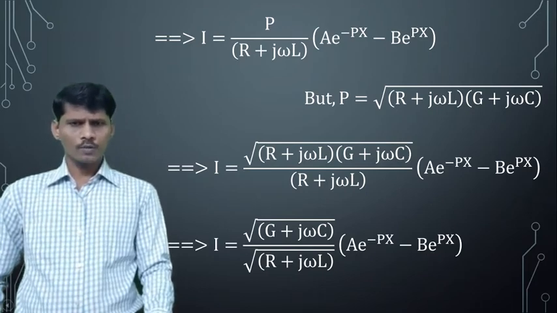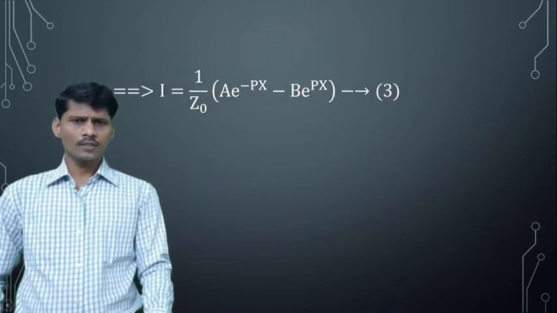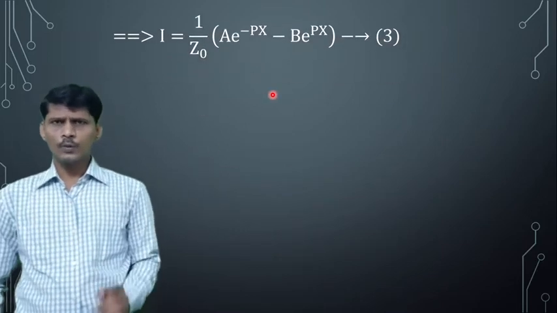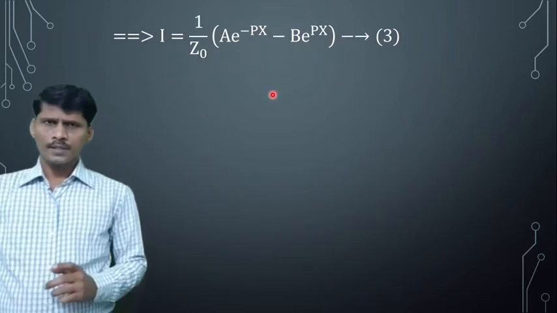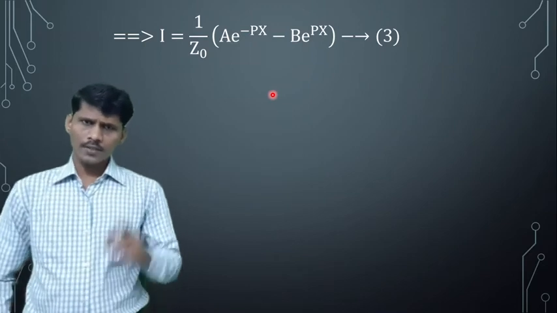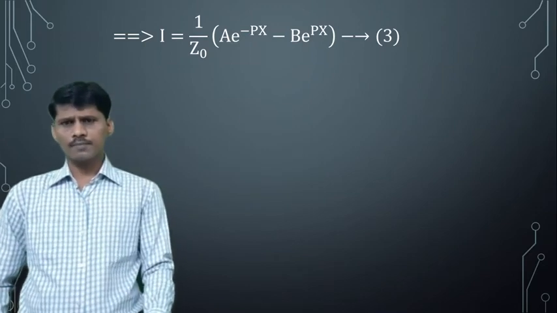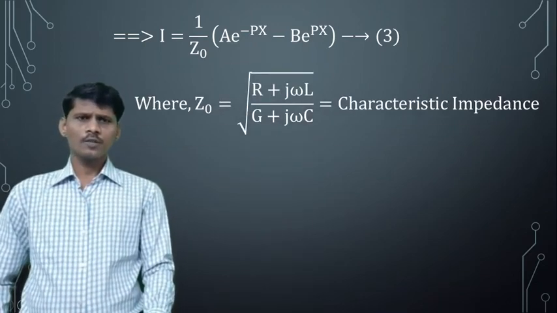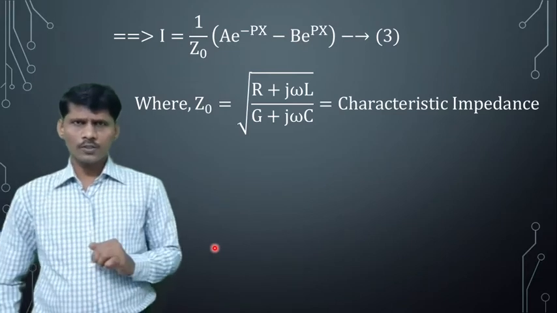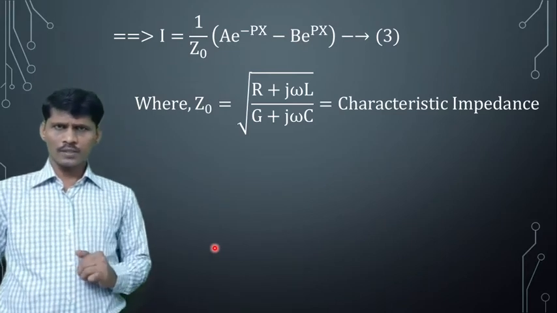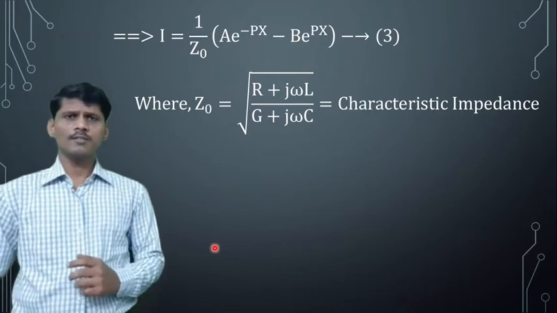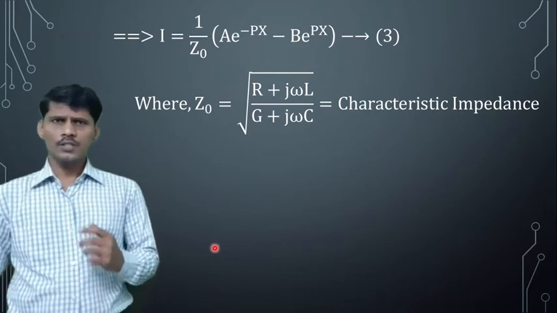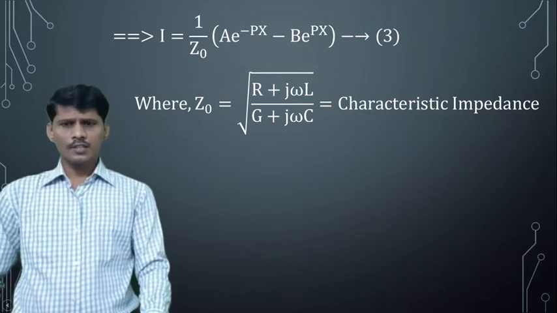So current I is equal to 1 by Z0 into A e power minus Px minus B e power Px. That is considered as equation 3, where Z0 is equal to square root of r plus j omega L by G plus j omega C. So Z0 is called the characteristic impedance. This is the equation of characteristic impedance.